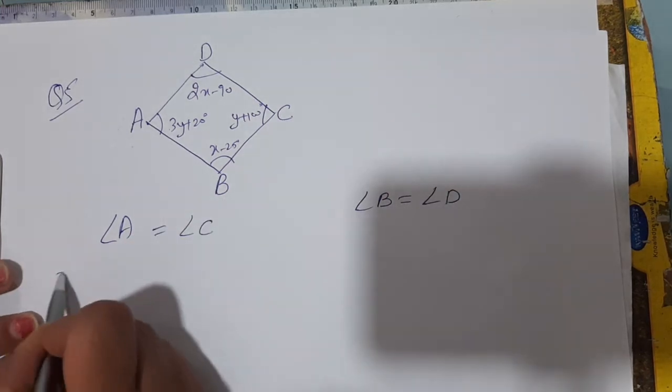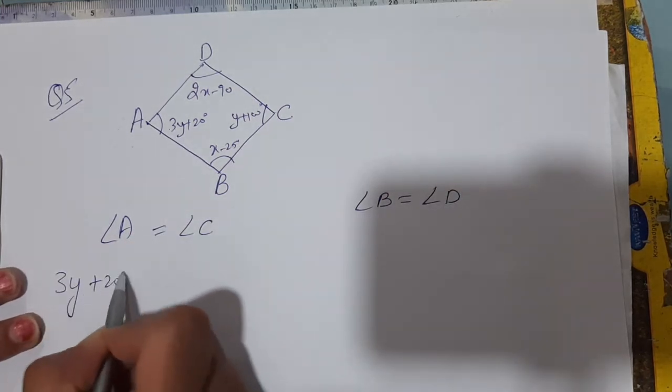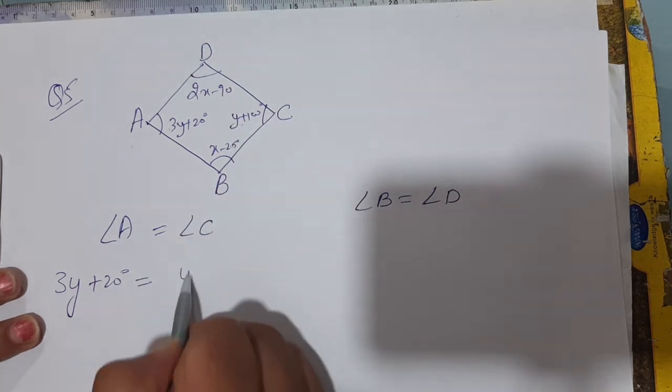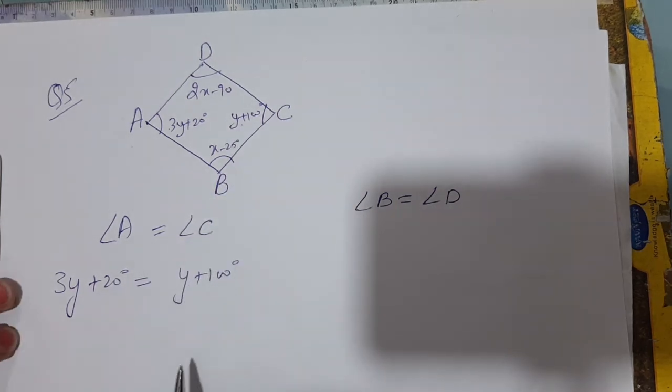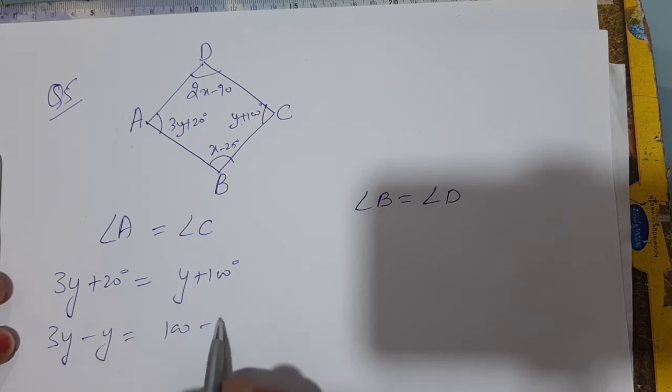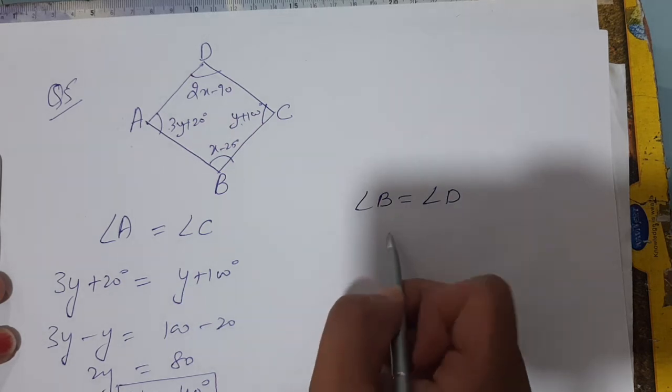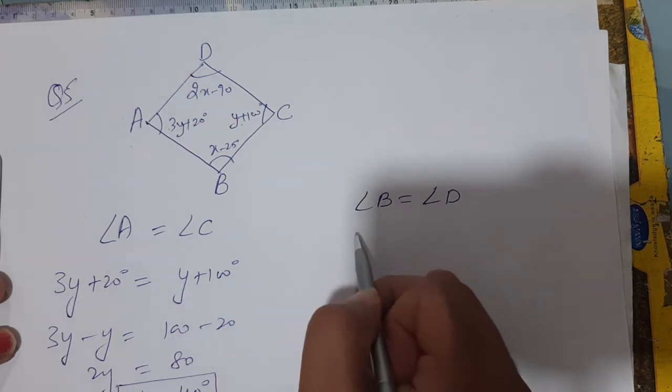Now, angle A, which is equal to 3y plus 20 degree, will be equal to angle C, which is equal to y plus 100. So, 3y minus y will be 100 minus 20. So, 2y will be 80 and y will be equal to 40 degrees. So, we have calculated the value of y. Similarly, we can find the other two angles.